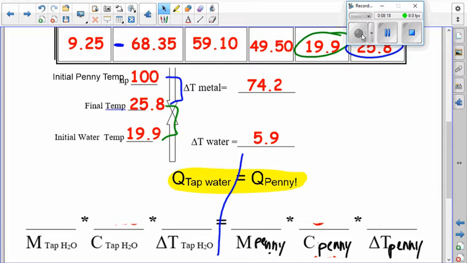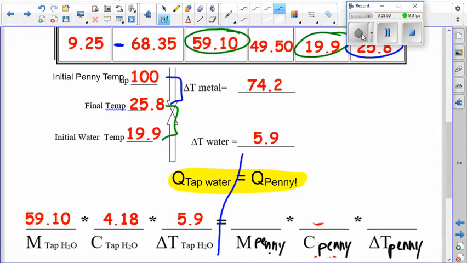So just be very careful. What is the mass of my water on the left? Yeah, it's 59.1. We're getting that from our data. That's just this guy up here. What is the C of liquid water? The specific heat capacity of liquid water? 4.18. That's the one number I always tell you guys, 4.18, 4.18. Yep. And what was the delta T of the water that we just calculated? 5.9, yep. So this guy is the one that goes here.